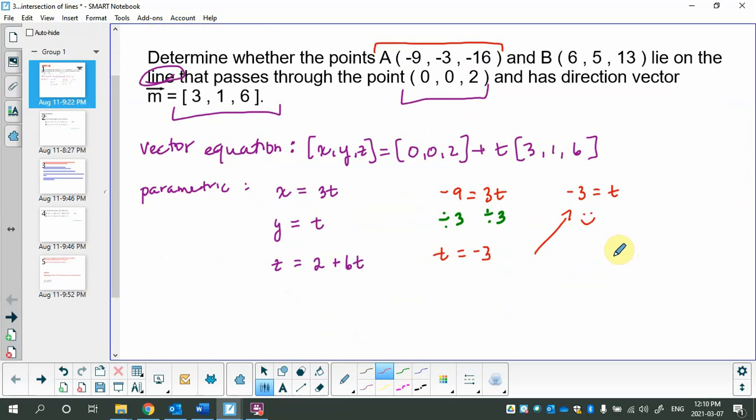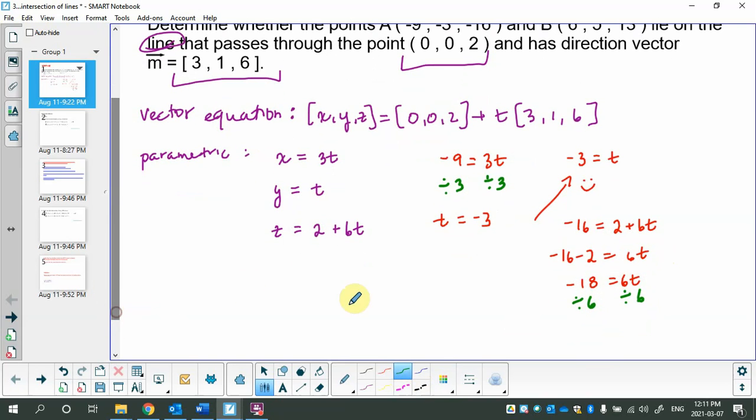Now, the last one, -16 equals 2 plus 6t. So I'm going to subtract 2 here. So that's -18 equals 6t. Divide both sides by 6. And I end up with the exact same t value. t is equal to -3.